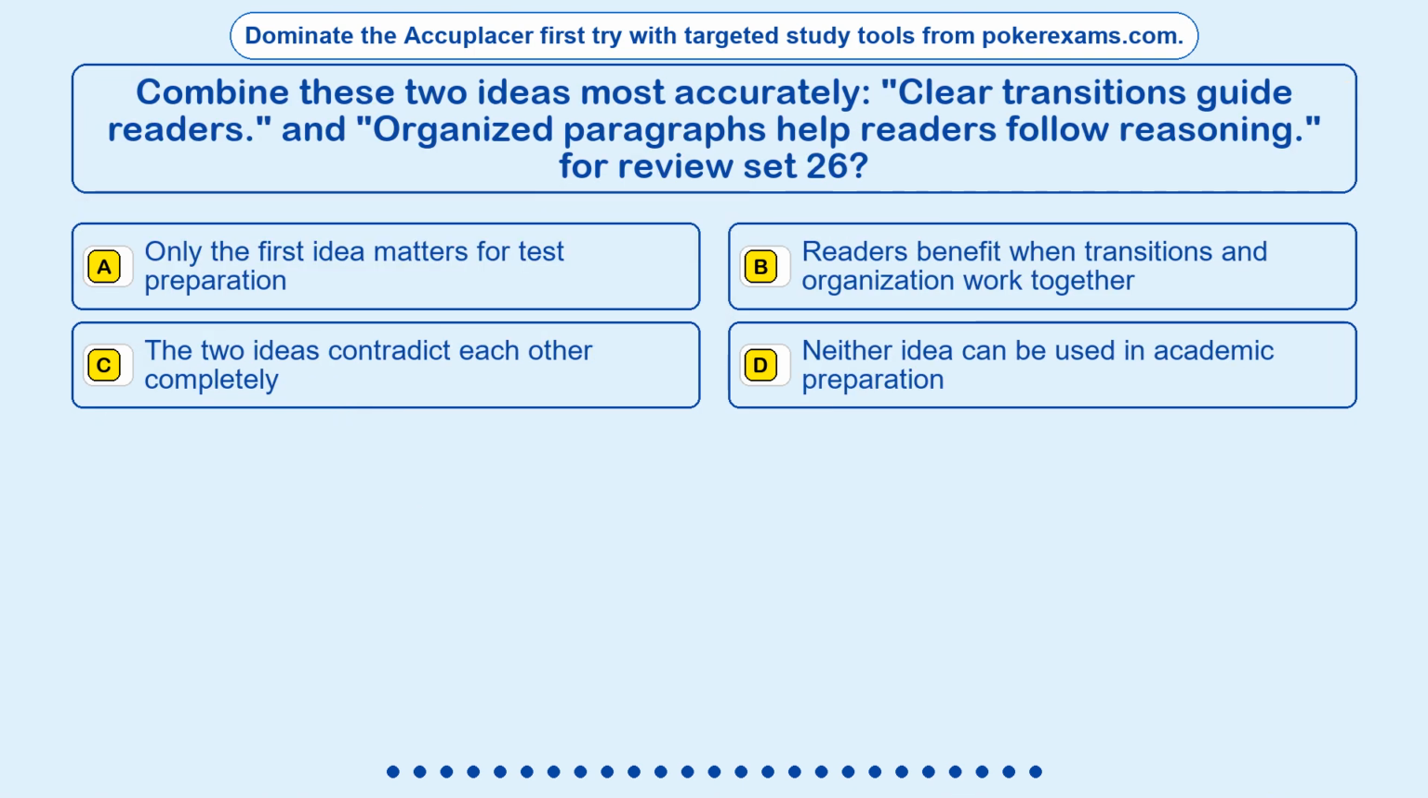Question 17. Combine these two ideas most accurately. Clear transitions guide readers, and organized paragraphs help readers follow reasoning. For review set 26. Option A. Only the first idea matters for test preparation. Option B. Readers benefit when transitions and organization work together. Option C. The two ideas contradict each other completely. Option D. Neither idea can be used in academic preparation.